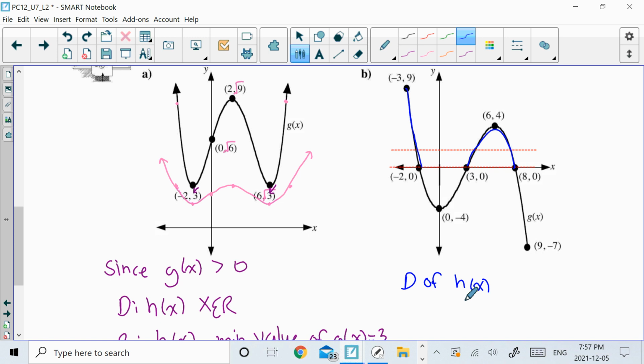So there are 2 pieces actually. I'm going to give the domain of this piece, which is x is -2, and here x is -3. So it's going to be x is less than or equal to -2 and greater than or equal to -3, or the domain of this piece. And this piece is x less than 8 and x greater than 3. And then comma, write your x is a real number. That's going to be the domain of my radical graph.